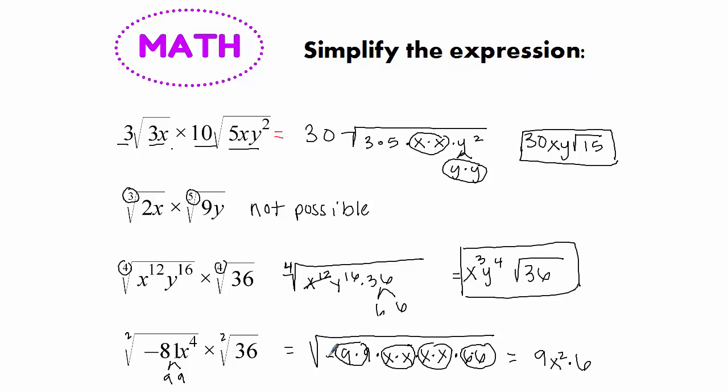And then remember, if I have a negative underneath the radical and it's an even index, then that negative turns into an i. So from here I multiply everything together. 9 times 6 is 54. Put the i and then x squared. And that is how you multiply. You've seen how to multiply with 4 different examples.